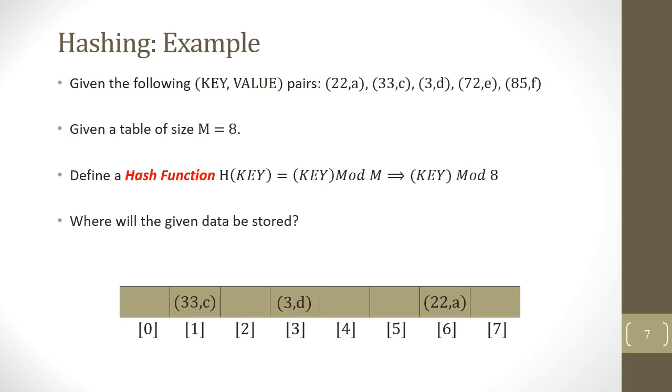3 mod 8 is 3. So this will be placed in the third index. 72 mod 8 is 0. So this will be placed in the 0th index. And 85 mod 8 is 5. So this will be placed in the 5th index.